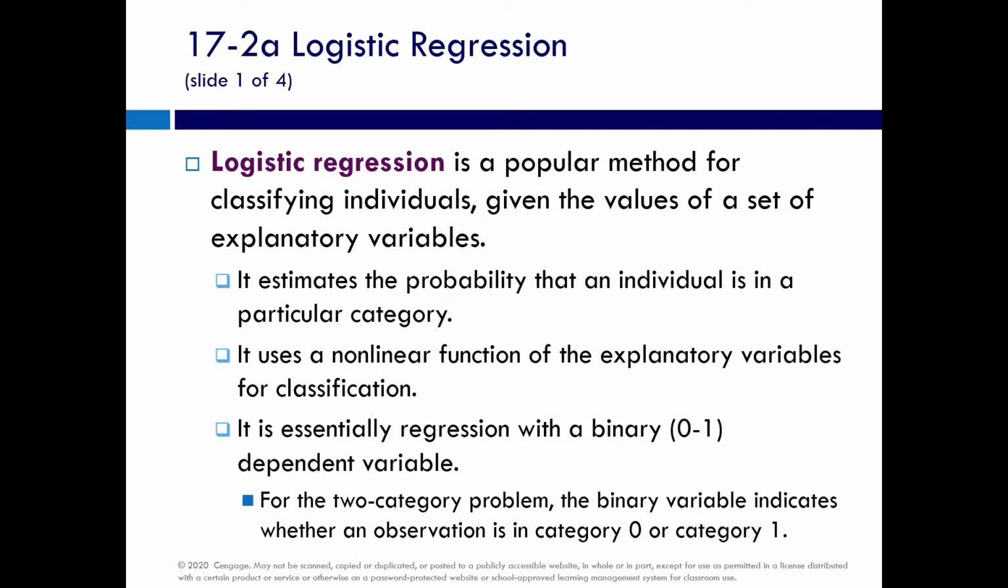Logistic regression. Logistic regression is a popular method for classifying individuals given the values of a set of explanatory variables. It estimates the probability that an individual is in a particular category. It uses a nonlinear function of the explanatory variables for classification. It is essentially regression with a binary 0-1 dependent variable. For two-category problems, the binary variable indicates whether an observation is in category 0 or category 1.